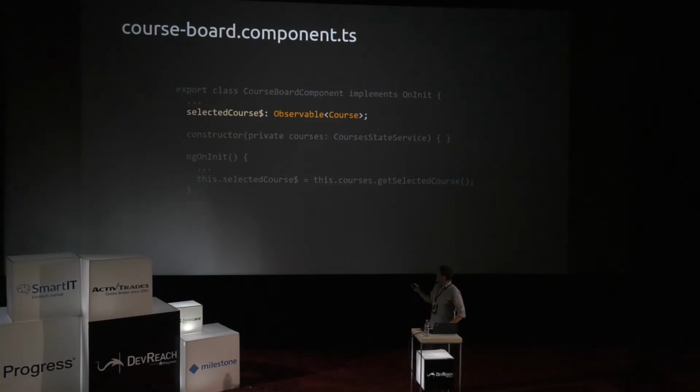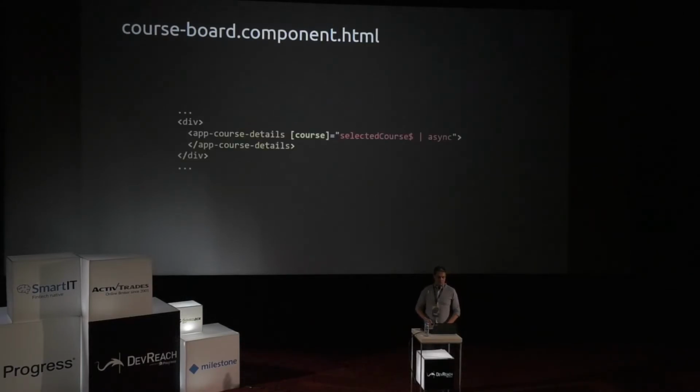So again, I want to focus on this because we work with observables. We don't work with references. And in our template, we focus on this type of data binding, which is one way. And we use the async pipe to tell our component that it works with an observable and not with a direct reference of some value.